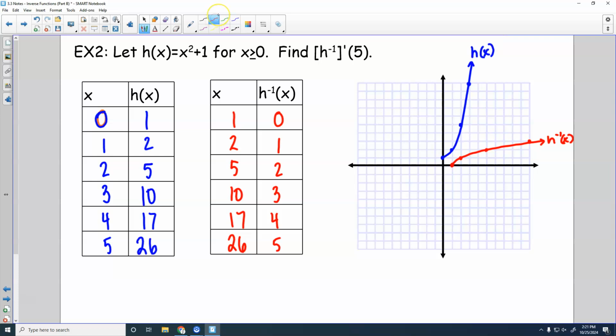Now, what they're asking us for is the derivative at 5 on our inverse. That's this point right here, the point 5, 2. So I could find the inverse, but if we notice what we just saw, what's the corresponding point on the actual function? It was 2, 5. So 2, 5 is right here.